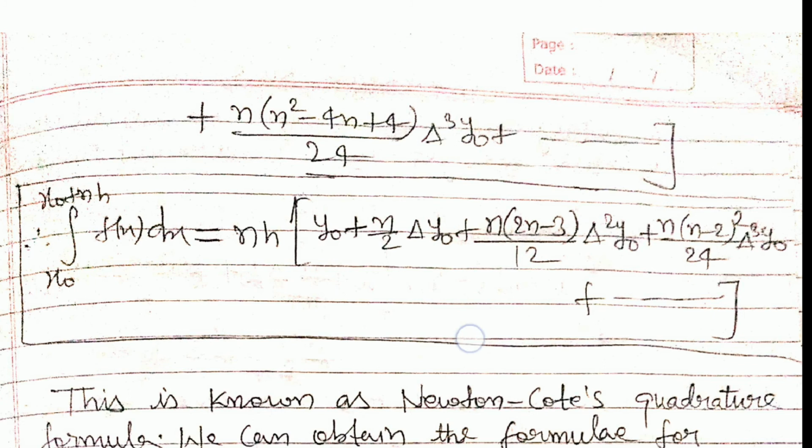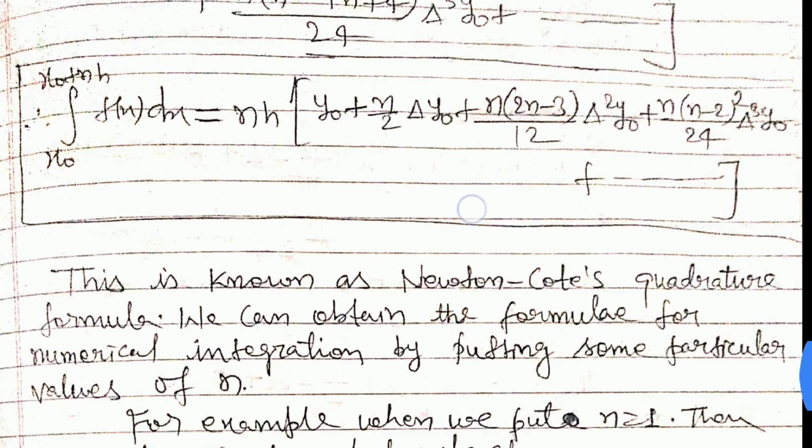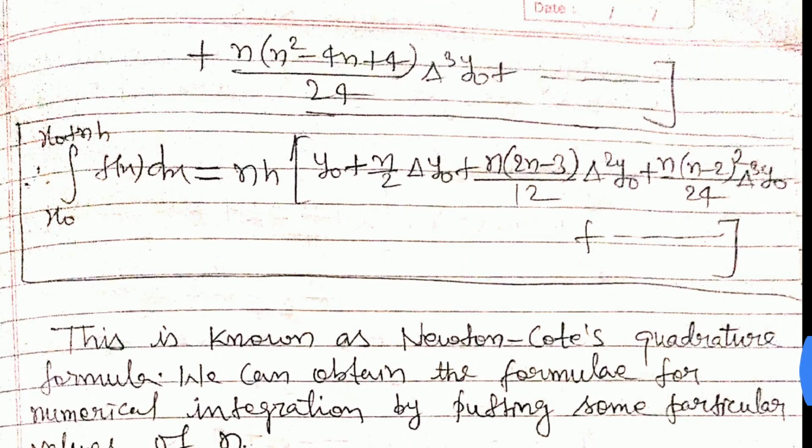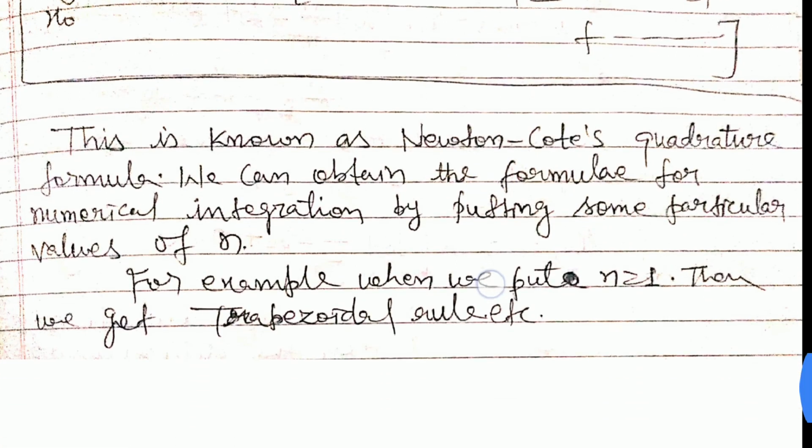So the integral from x naught to x naught plus nh of f(x) is nh into y naught plus n by 2 into first difference of y naught plus n into 2n minus 3 by 12 into second difference of y naught plus n into n minus 2 whole square by 24 into third difference, and similarly. This is known as the Newton-Cotes quadrature formula.